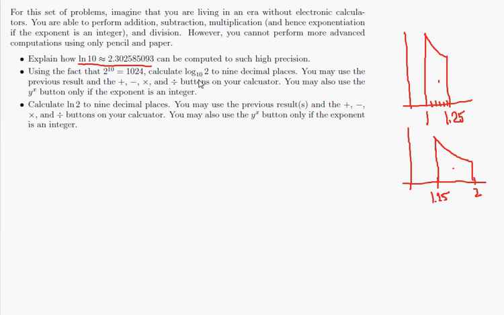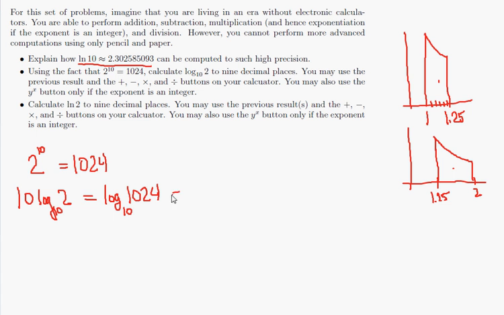If that's been done, let's now calculate the logarithm of 2 base 10 to 9 decimal places. So that's been gotten to 9 decimal places. Let's figure out the logarithm of 2 base 10 to 9 decimal places. We'll start with the observation here that 2 to the 10th is equal to 1024. And therefore, if you take the logarithm base 10 of both sides, that means that 10 times the logarithm of 2 base 10 is equal to the logarithm of 1024 base 10.